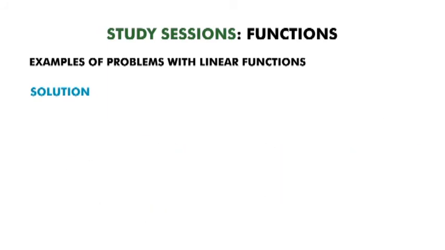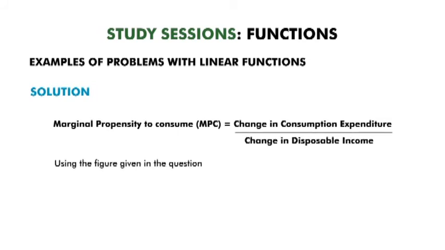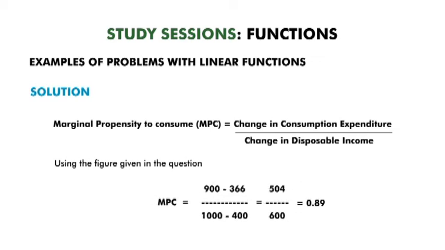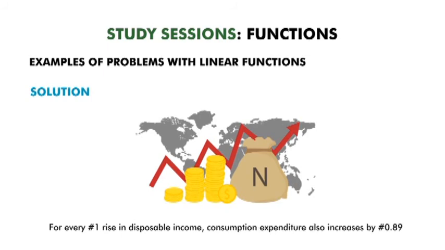By definition, marginal propensity to consume, MPC, equals change in consumption expenditure divided by change in disposable income. Using the figures given in the question, MPC equals 900 minus 366 over 1,000 minus 400 equals 504 divided by 600. 504 over 600 equals 0.89. Therefore, for every 1 naira rise in disposable income, consumption expenditure also increases by 0.89 naira.